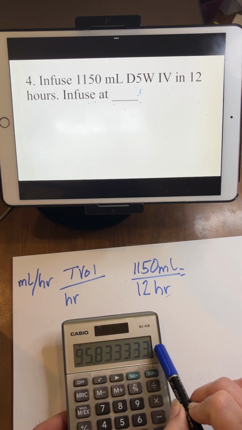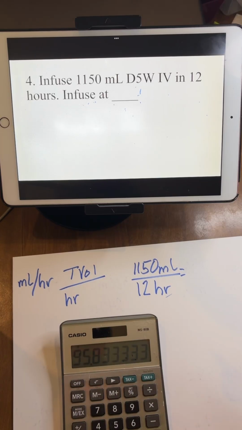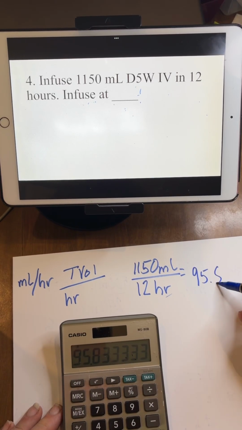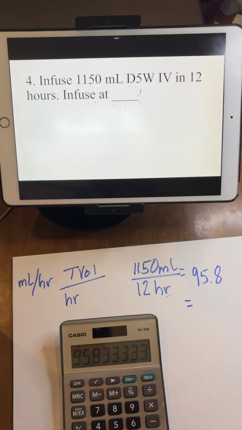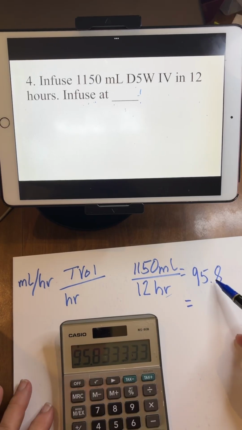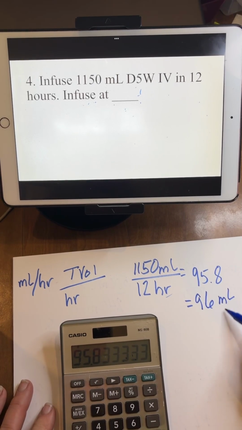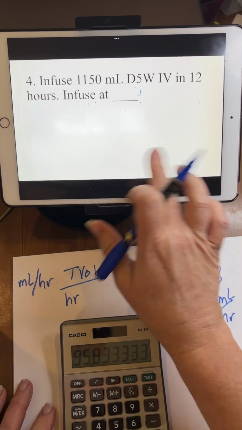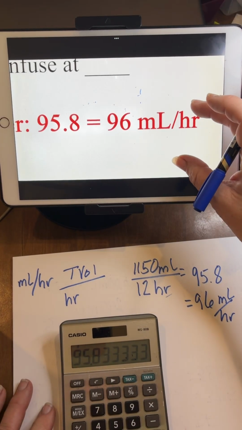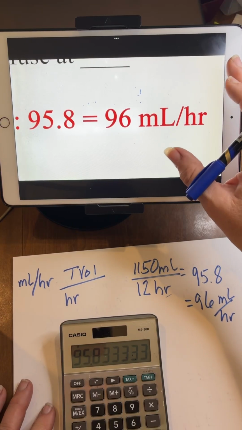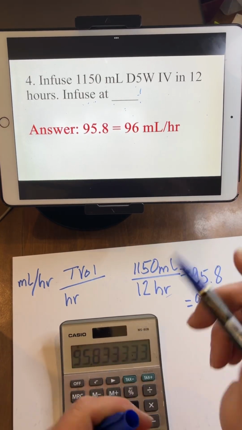We're not scared of all that because we know how to do it. It's 95.8, and we're going to round it to a whole number because they did not say keep it at the tenths place. So the 8 is going to make that into a 6, so it'll go at 96 milliliters per hour. Look, sure enough it is. You see that? We saved them. Yeah, we did. Go us.